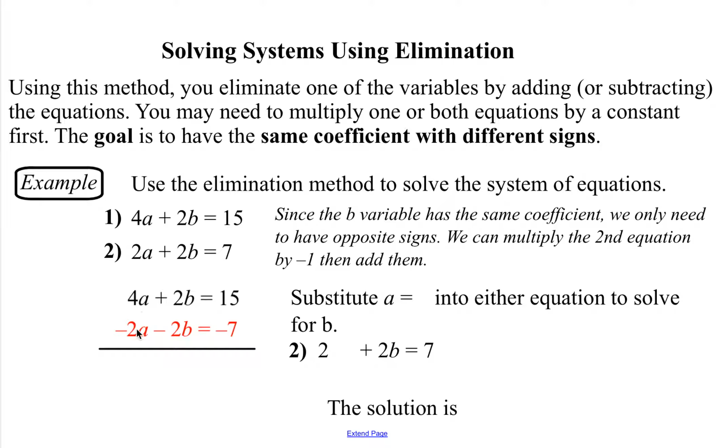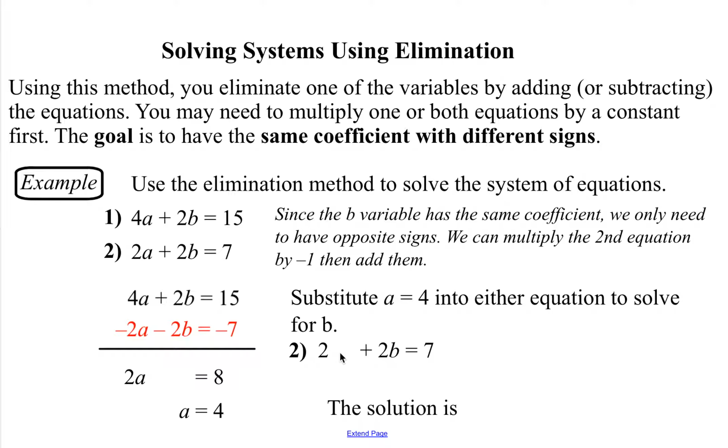Now if we add these two equations together, I get 4a minus 2a is 2a. My b terms drop out, they add to 0, and 15 minus 7 is 8. Solving for a, we get a is equal to 4. So now, just like before, we can substitute that value into either equation from the beginning and solve for our other variable b.